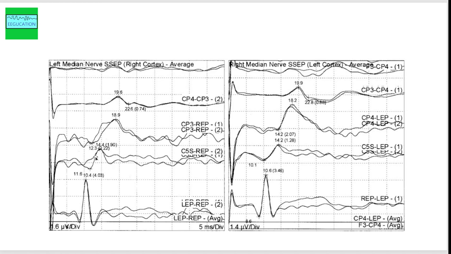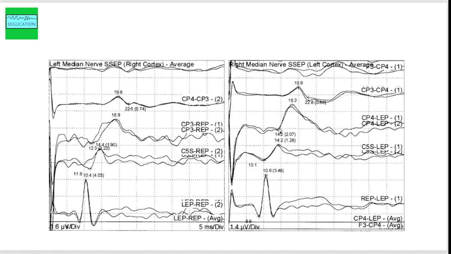The next waveform that you see here, this waveform right here, this is on the left side and this is on the right side, is what is called N13. It is called N13 because there is a negative potential that is recorded at 13 milliseconds. N13 is generated either by the dorsal root entry zone or the cervicomedullary junction. There is some debate about that. But when you see an N13, it means that the stimulus from the median nerve has traveled all the way to the cervicomedullary junction.